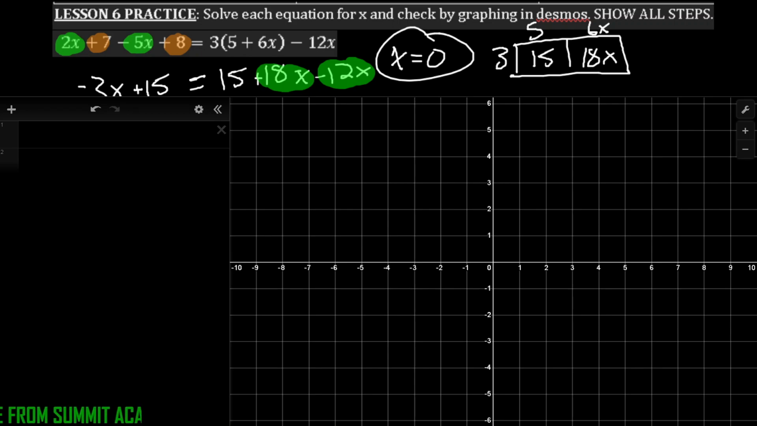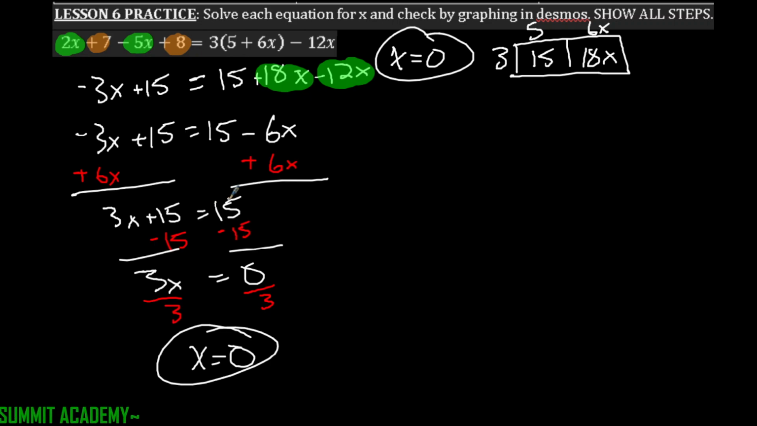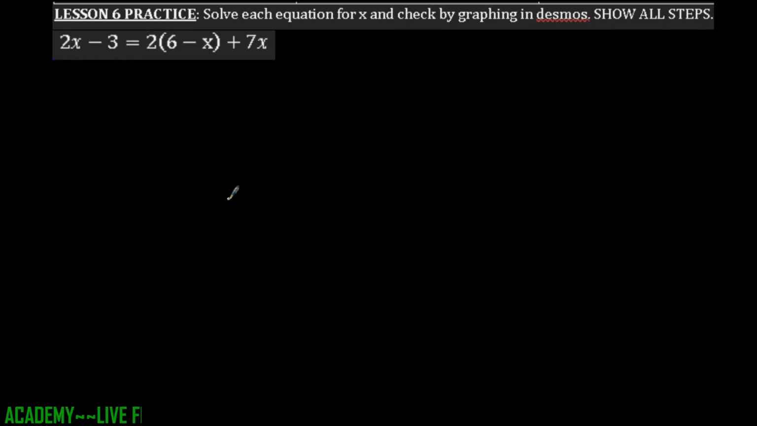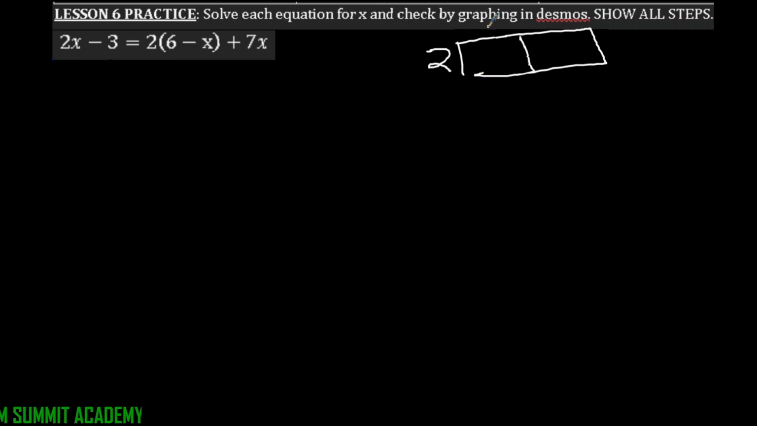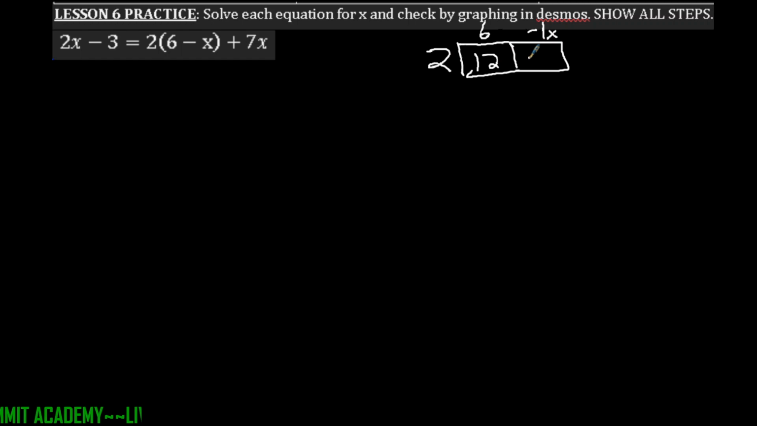All right, so let's go on to the next one. Now as this step, make sure you can do that distributive property first. So I have 2 times the quantity 6 and negative 1x. That's going to be 2 times 6 is 12, and 2 times negative 1x is negative 2x. Write that underneath. So I have 2x minus 3 equals 12 minus 2x plus 7x.